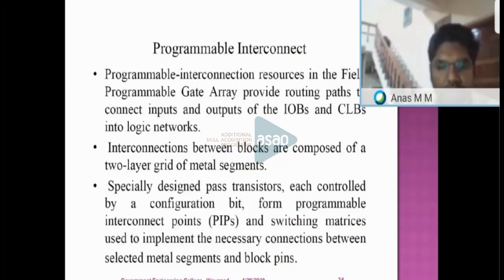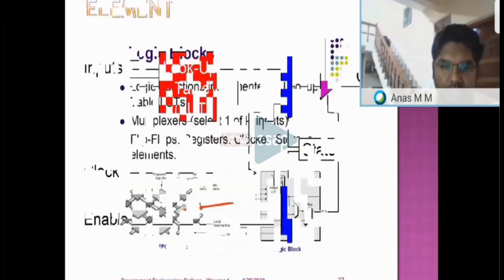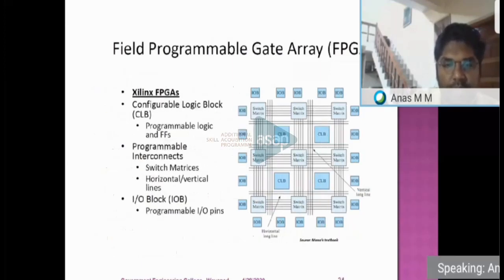Another block is the programmable interconnect. We already covered the first two blocks. These are the three blocks. Configurable logic block: so what is a configurable logic block? We can create Boolean expressions with the help of programming, and according to that program, the lookup table will create the Boolean expression. So programmable logic. And the next block is the programmable interconnect.